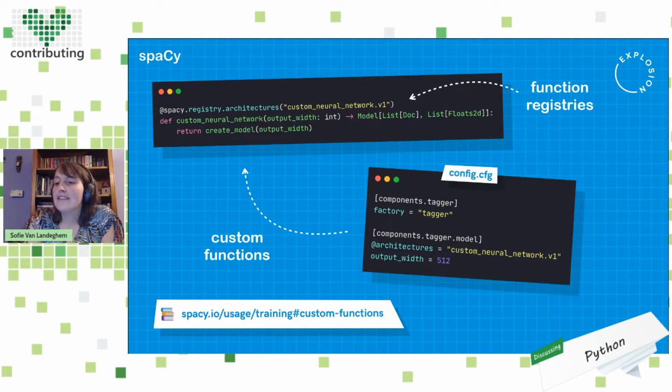So what you see here is when we call this @architectures registry with the string custom_neural_network.v1, we can see in the Python definition that we need an output width there that needs an integer. And so we have to define that output width parameter, this integer, in the same block in this configuration file. So that's the way that it's being resolved bottom up.